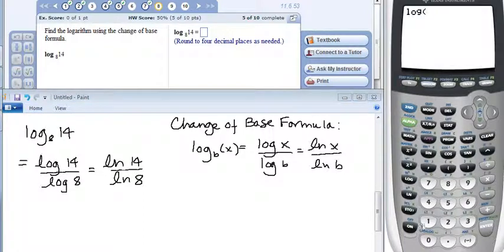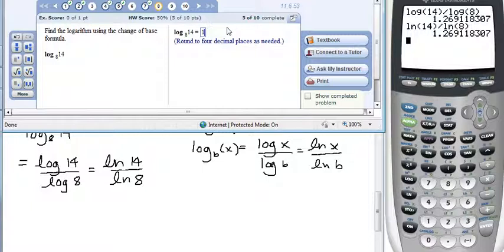So we have the log of 14, close your parentheses, divided by the log of 8. Or we have the natural log of 14 divided by the natural log of 8. Should be exactly the same, and it is. To 4 decimals, 1.2691. Good job. So this is a way of checking it.